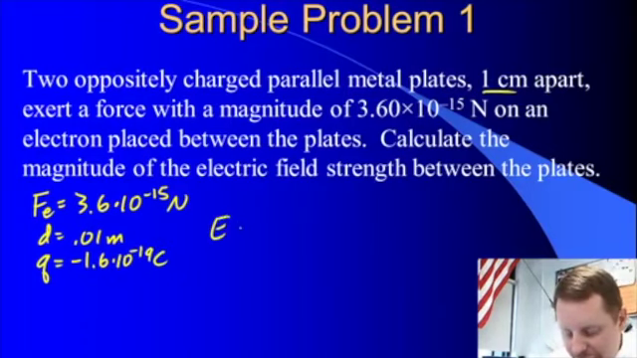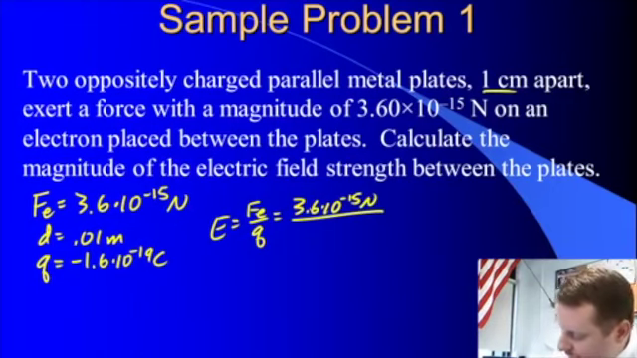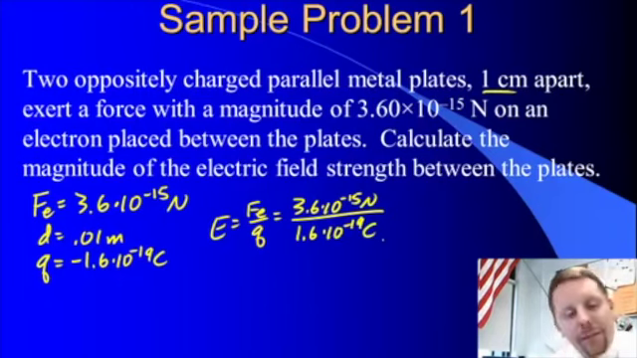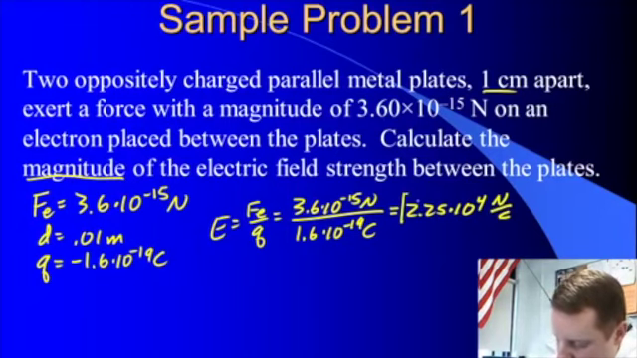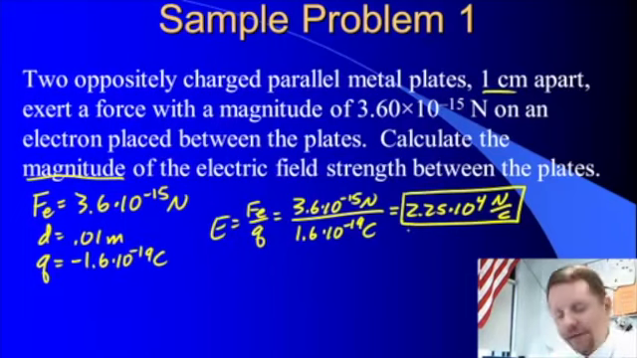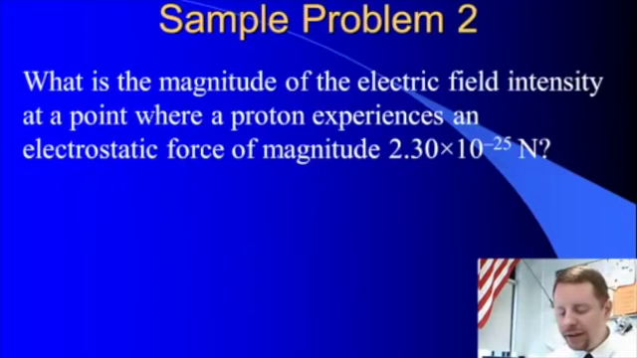So to find electric field strength, that's the electric force divided by the charge, or 3.6 times 10 to the minus 15 newtons, over 1.6 times 10 to the minus 19 coulombs. I'm just going to use the magnitude of that charge because I'm after the magnitude of the electric field strength, for a total of about 2.25 times 10 to the fourth newtons per coulomb. There's my electric field strength. That easy. Didn't even need the distance between the plates. Let's look at another one.